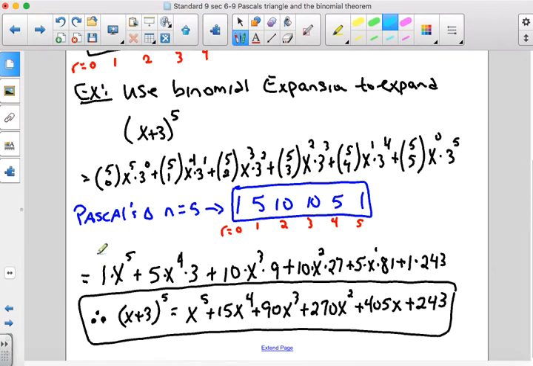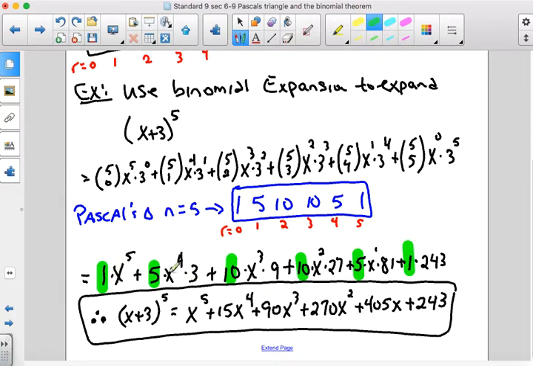So it should be 1. This part right here, 5 choose 0 is 1. X to the 5th, 3 to the 0 goes away. Here's my next coefficient. So basically I'm just writing them in here. I've got 1, 5, 10, 10, 5, 1. Those are my coefficients found from that line.